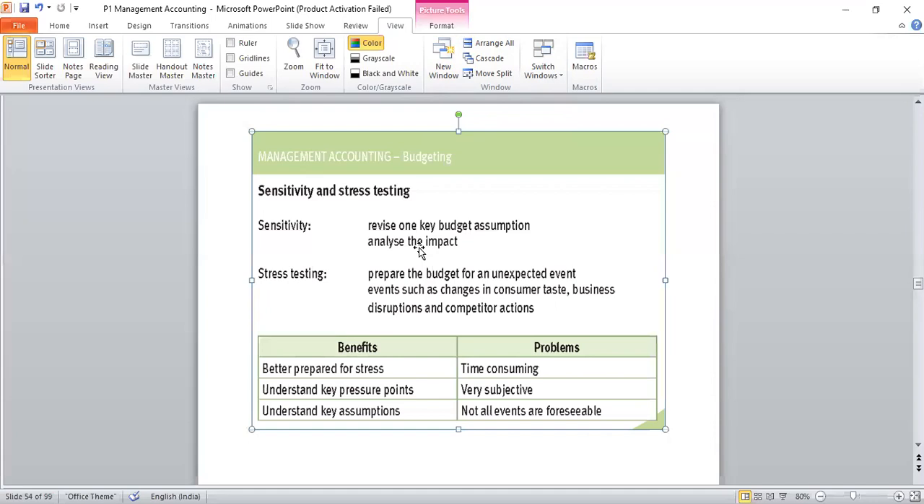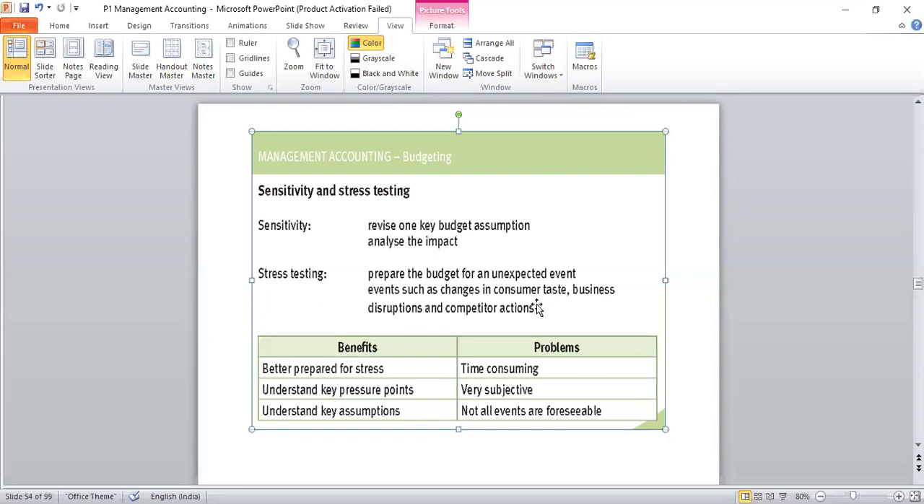So here also the worst, the drastic changes are made, and then how much can the organization bear those stress events, stress testing. So by making changes in various variables like changes in consumer taste, business disruption, and competitors' action, and then testing whether there will be any impact on the business, or if there is an impact, how can the business cope with those changes? That is what stress testing is about.